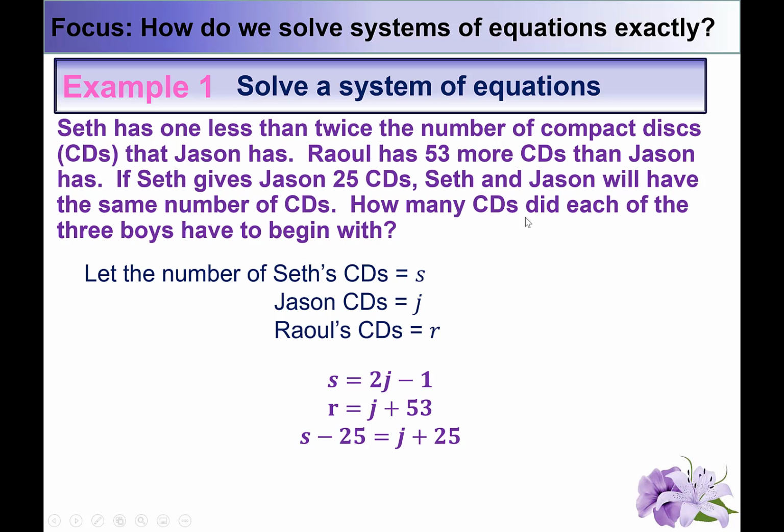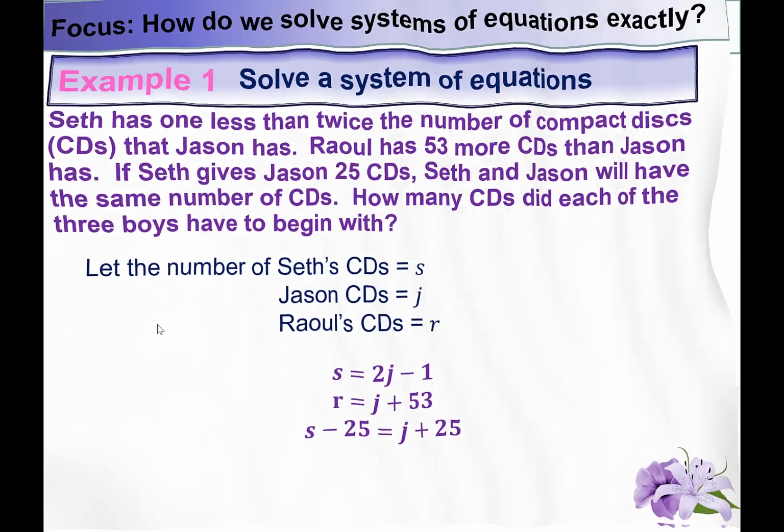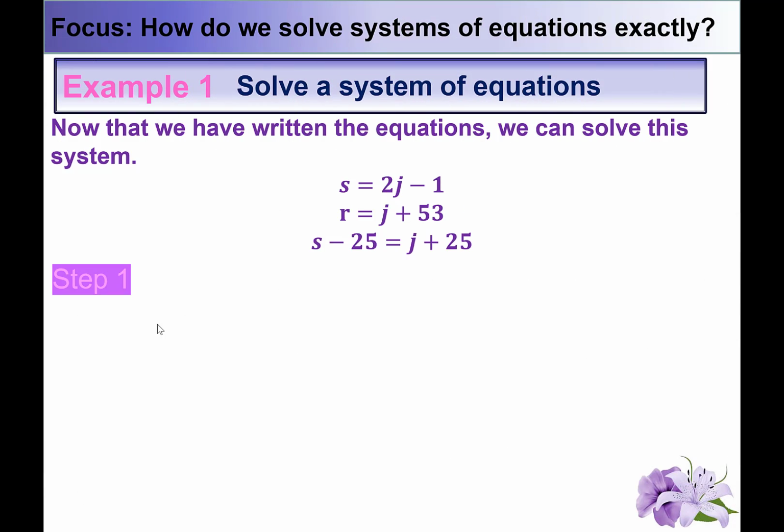Now, how many CDs did each of the three boys have to begin with? So now we need to solve this system and find out the number of CDs each boy started with. So we'll figure out where we need to begin. In the first equation, I have S and J. In the second equation, I have R and J. And in the third equation, I have S and J. So let's start with the equations that have the same variables, the S and the J.